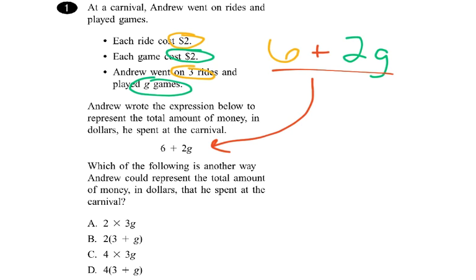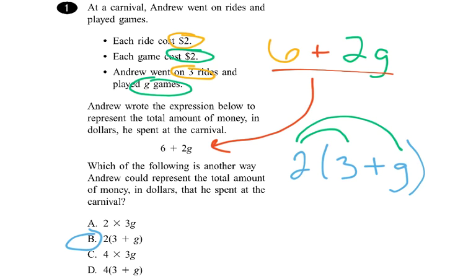Now the final answer to this question, just to come right out and say it, is going to be B. And this is going to be because of the distributive property. If we look at the distributive property, 2 times 3 is going to be 6, and 2 times G is going to be 2G. So we can see how 2 times 3 gives us that 6, and 2 times G gives us that 2G.